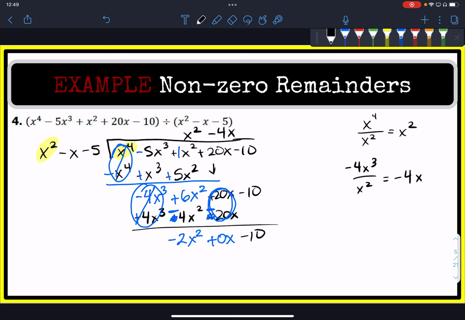And then again, now our first term is the negative 2x squared. So how many times can x squared go into negative 2x squared? So divide it out to get that answer, and that answer is going to be negative 2. So now multiplying negative 2 with our trinomial, we have negative 2x to the second power, positive 2x to the first power, and positive 10.